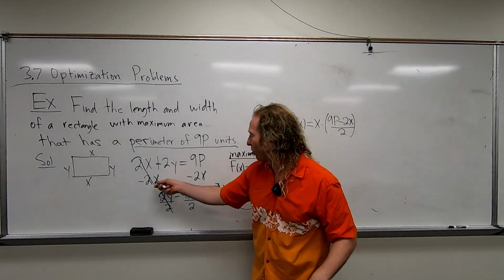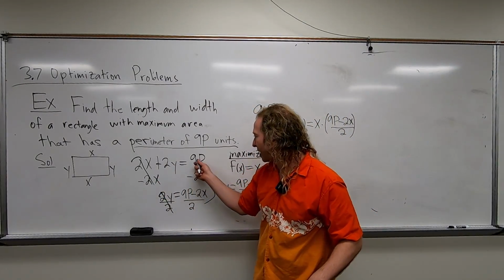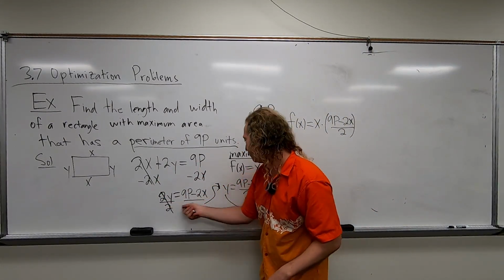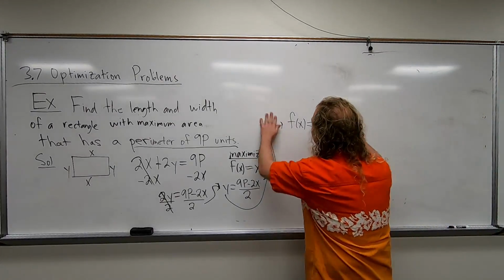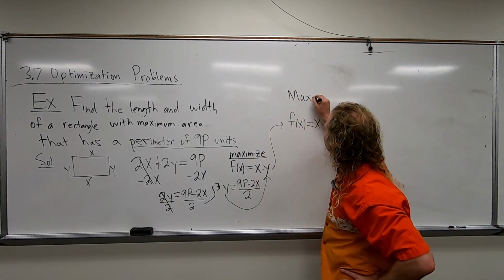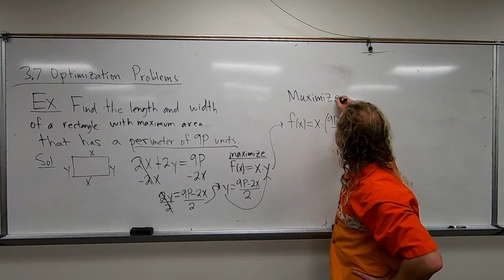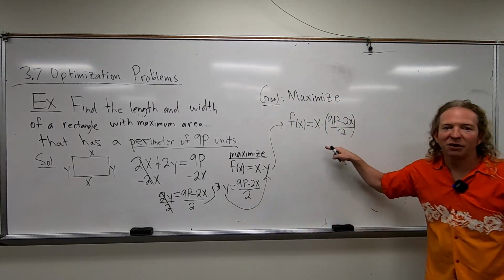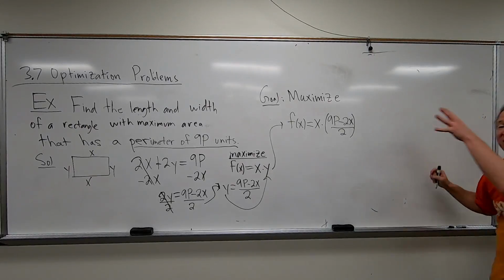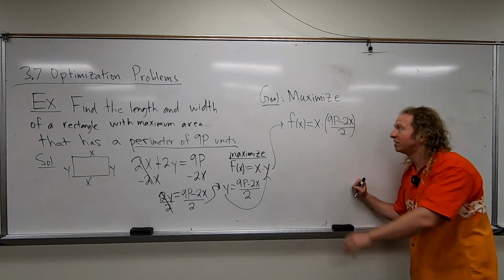So then you solve this for y. You subtract 2x, you get 9p minus 2x, and you divide by 2. Then you plug the y in here. So the goal is to maximize this. That's what we have to do. We have to make that as big as possible, right? Because this is the area function.